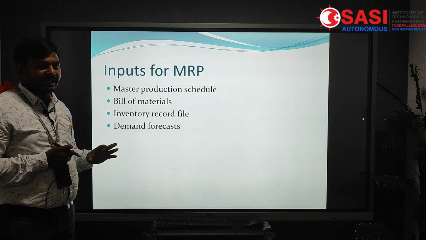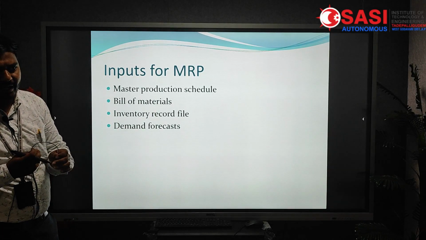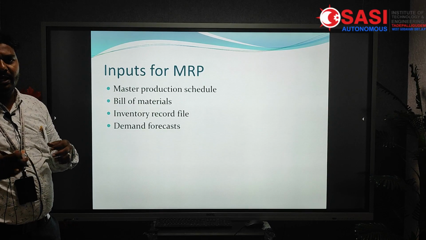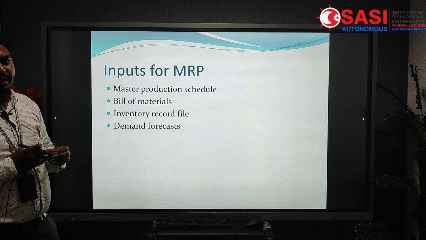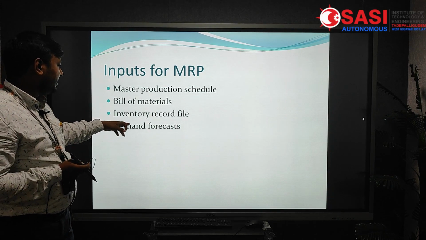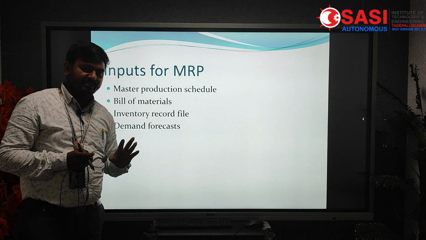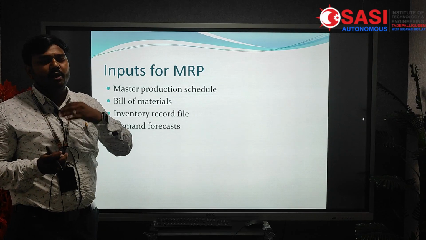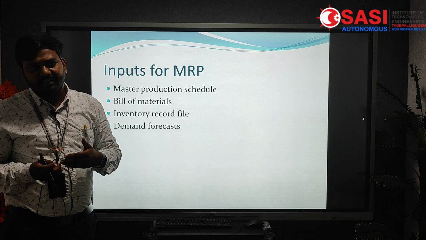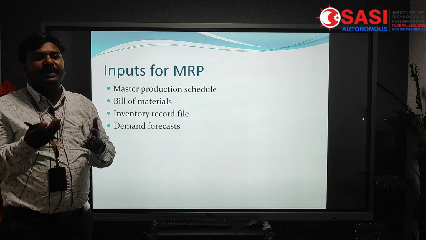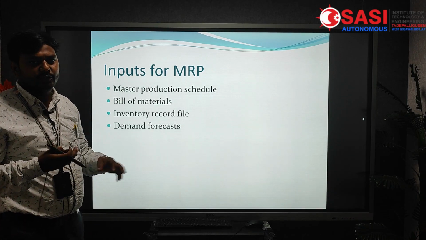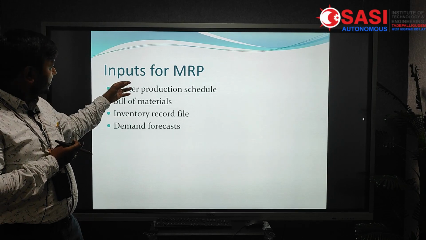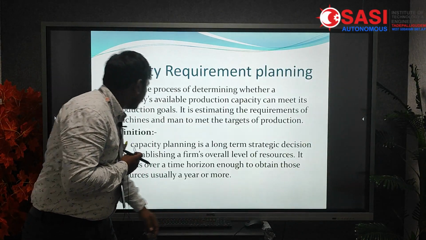And the bill of materials. Every producer will get the bills from the supplier, so the bill of materials is also one of the important inputs, along with the inventory record file. And demand forecasts: before commencement of production activities, the producer forecasts the demand for their goods or services within the market. So these are the major inputs for MRP, material requirement planning.